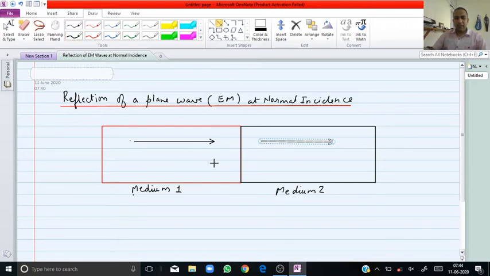That is, if we consider this as incident wave and this as reflected wave, then this is your incident wave. Assume that this is your incident wave and this is your reflected wave. Okay, and this is your transmitted wave.